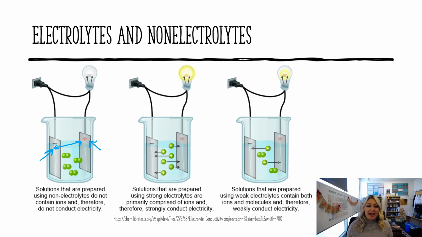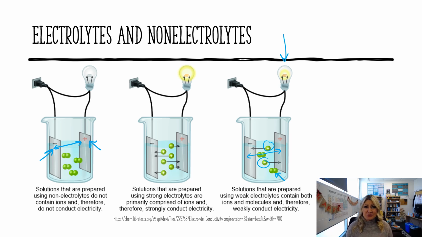Solutions that have some separation, so here we see some neutral compounds, here we see some charged particles, they're able to conduct electricity and complete the circuit between your anode and your cathode. They don't do it very well though. So what we expect to see is a somewhat dim light bulb. It's not going to be the brightest that it could be.